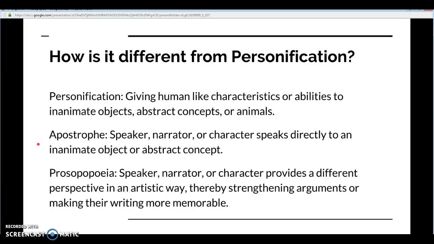Apostrophe occurs when a speaker, narrator, or character speaks directly to an inanimate object or abstract concept. So, if the speaker says, "O moon, why doth thou shine so bright?" the character is speaking directly to the moon, which is an inanimate object, and therefore that is apostrophe. So prosopopeia is similar to personification and apostrophe, but also has some pretty significant differences. Because prosopopeia, remember, is when the speaker, narrator, or character provides a different perspective in an artistic way. They take on the perspective of another person or object in order to strengthen their arguments or by making their writing more memorable or potentially less offensive.